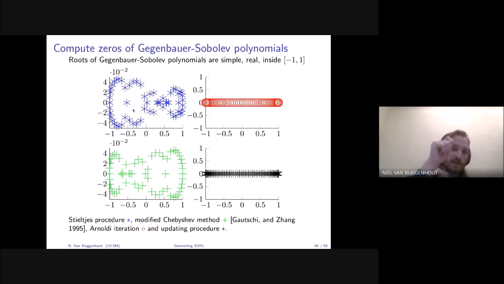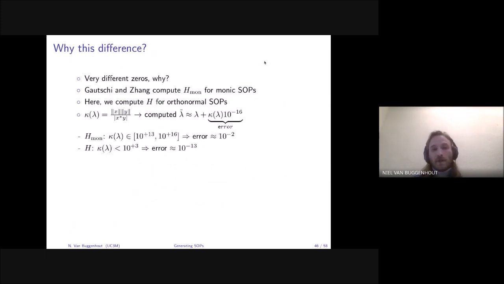On the left side, you see in blue and in green, 2 methods proposed by Gautschi and Zhang. And on the right-hand side, you can see the two methods that I have discussed today, the Arnoldi and the updating procedure. And you see that on the left, we get complex valued eigenvalues, which according to the theory is wrong. So the question is, why are these different?